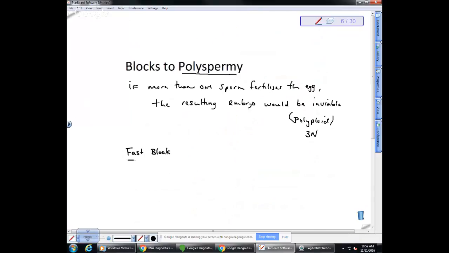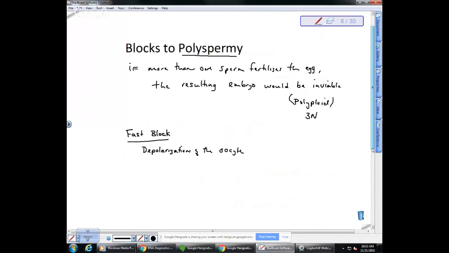So the first block to polyspermy is called the fast block. And the fast block has to do with an electrical depolarization. So we get the depolarization of the oocyte, right? Depolarization just means a change in the electrical charge of the membrane. Just like when a neuron depolarizes or a muscle cell depolarizes, we get a depolarization of the oocyte. So that will initially keep any more sperm from entering, but it's not long term.